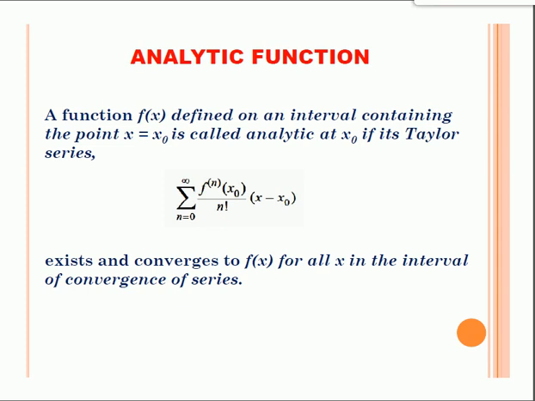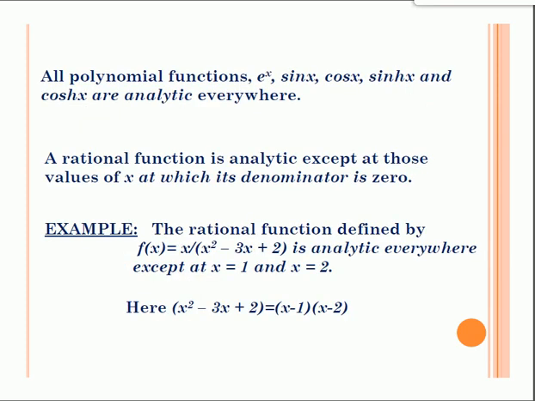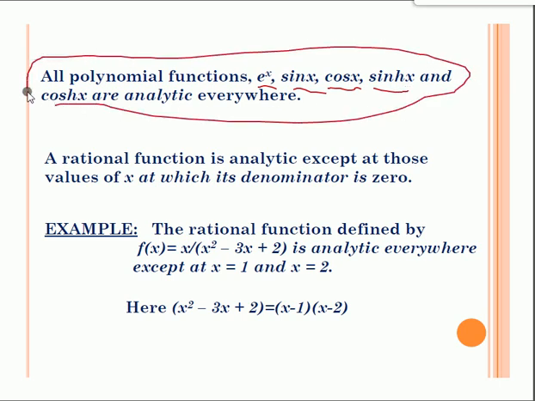Let me take some examples to understand more clearly. Straightforward: all polynomial functions, e power x, sin x, cos x, sinh x and cosh x are analytic everywhere. Within their domain, within the radius of convergence, in the interval from minus infinity to plus infinity, they are analytic. At x equal to 0, they are analytic. At x equal to 10, they are analytic. At x equal to pi, they are analytic. Everywhere they are analytic.